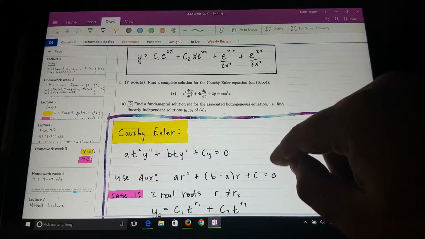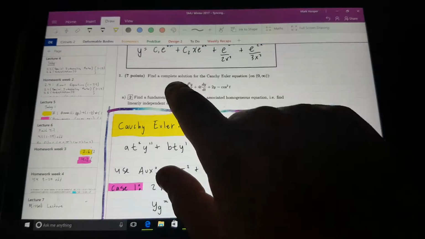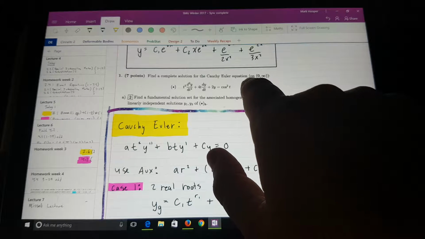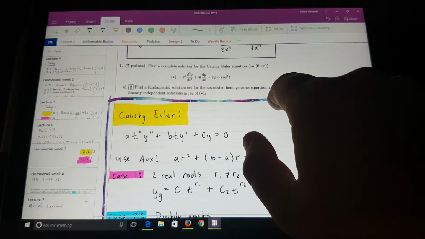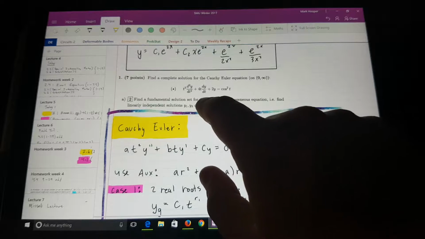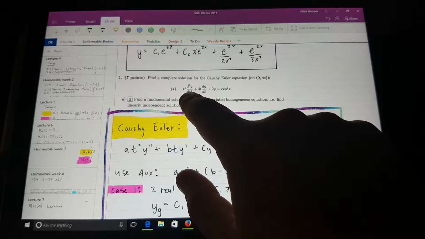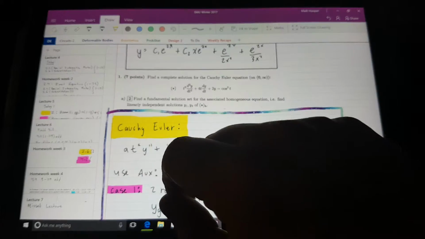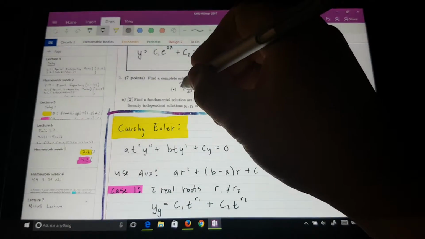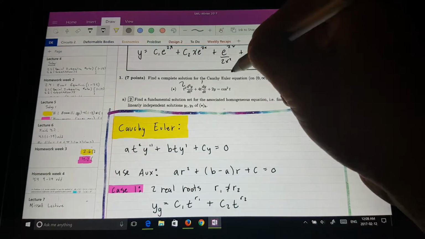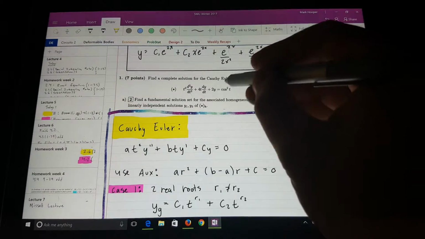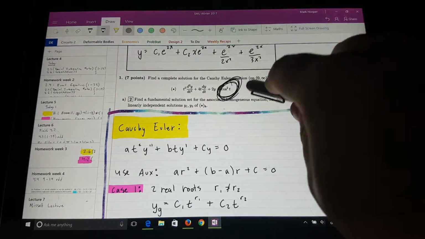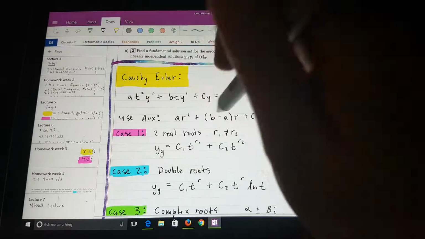Okay, so last video. Find a complete solution for the Cauchy-Euler equation on the interval from 0 to infinity. Alright, so Cauchy-Euler, that's a 2. T squared, that's a 1. That's a 0. That's what it looks like, and it's a function of just t over here. So, what do we say?